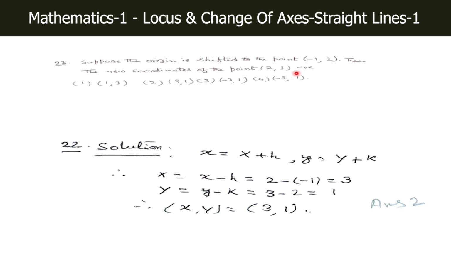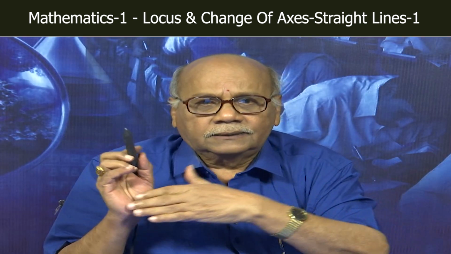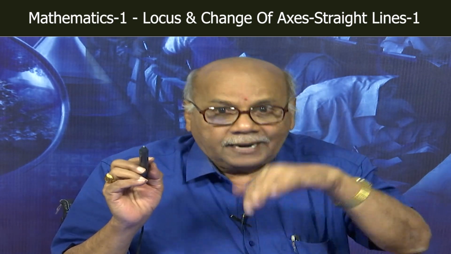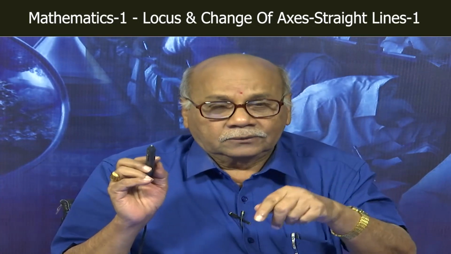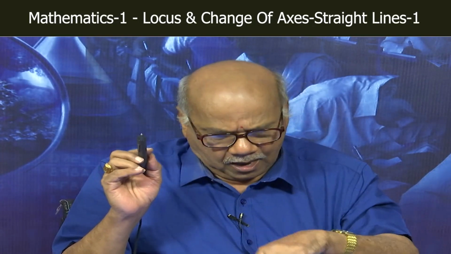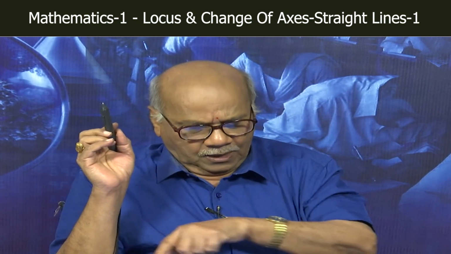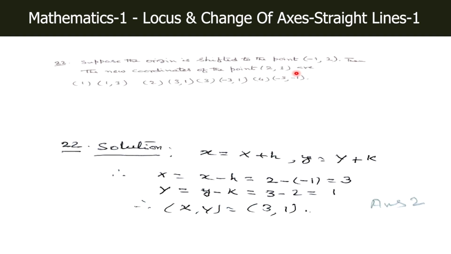And you know that if the origin is shifted to the point h comma k without changing the direction of the axis, and if capital X and capital Y are the new coordinates according to the new axis, then the relation between old coordinates and new coordinates is: small x is equal to capital X plus h and small y is equal to capital Y plus k, or capital X is equal to small x minus h, which is 2 minus of minus 1, 3, and capital Y is equal to y minus k, which is 3 minus 2, 1. So, capital X comma Y is equal to 3 comma 1. So, the answer is option number 2.